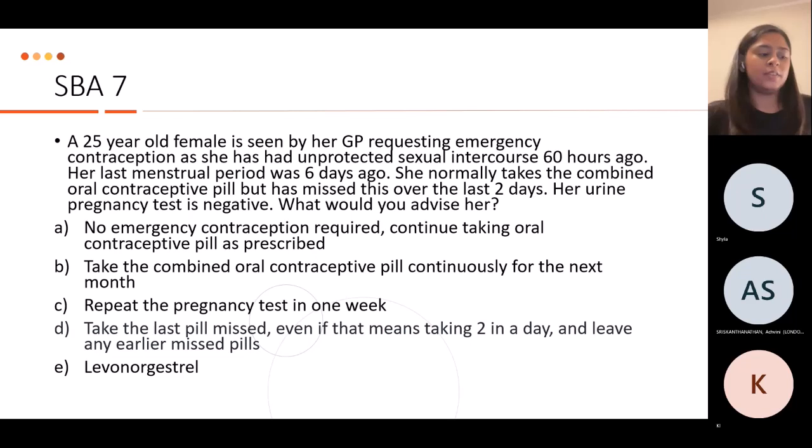Okay, if there are no more questions, we'll move on to the next SBA. In this question, a 25-year-old female has gone to her GP. She's requesting emergency contraception because she's had unprotected sexual intercourse 60 hours ago. Her last menstrual period was 6 days ago. She normally takes the combined oral contraceptive pill, but has missed this over the last 2 days. A urine pregnancy test is negative. So what would you advise her?